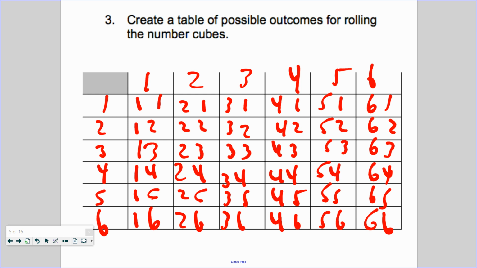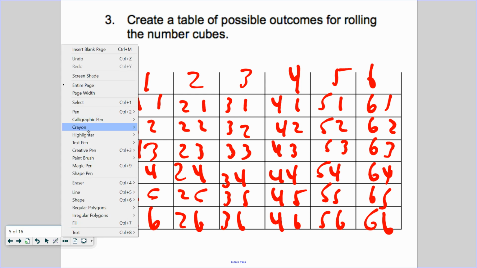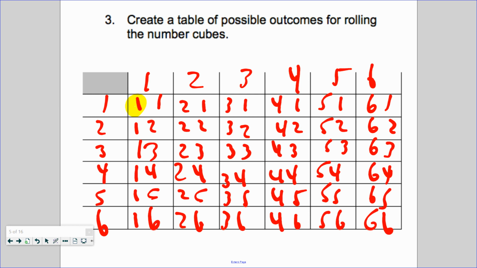Again, let me highlight this part right here. To roll a snake eye, which is a 1 and 1, or to roll 2 6s, is really to roll a sum of 2 or a sum of 12, which is really, really hard, as you can tell. So this is a sum of 2. This is a sum of 12.